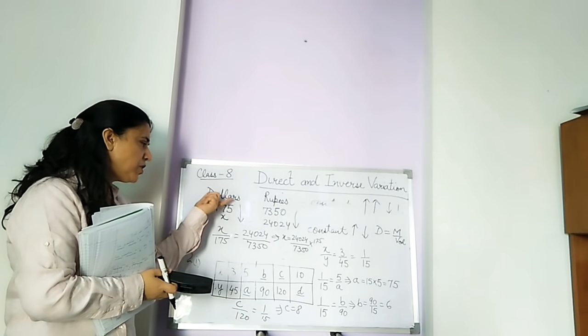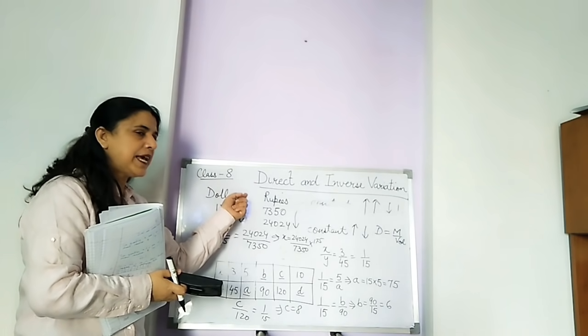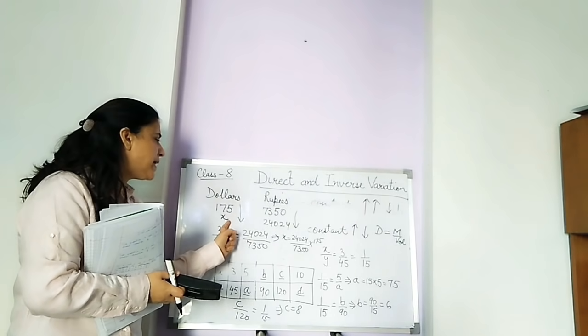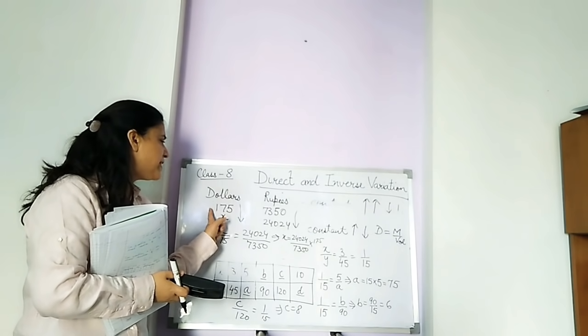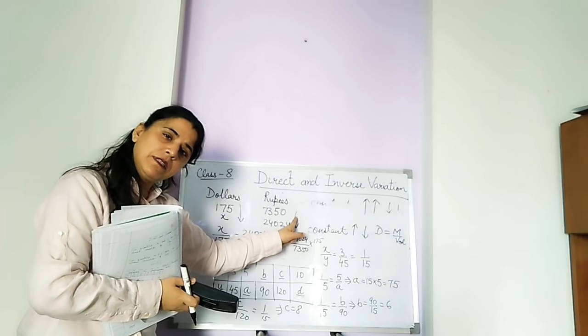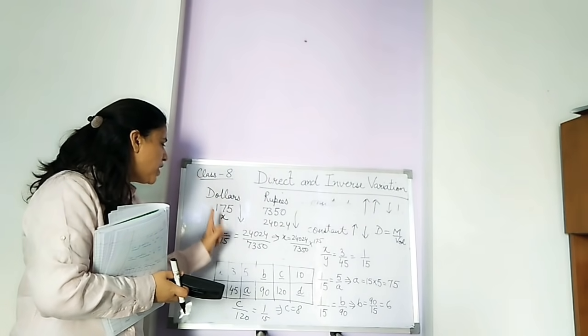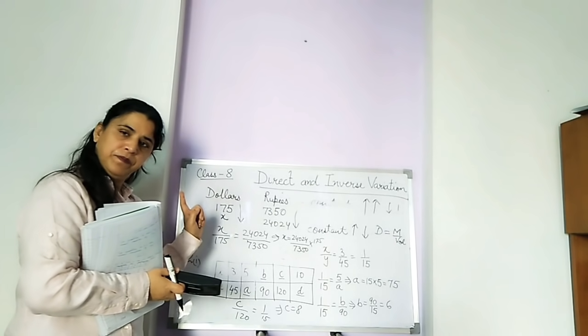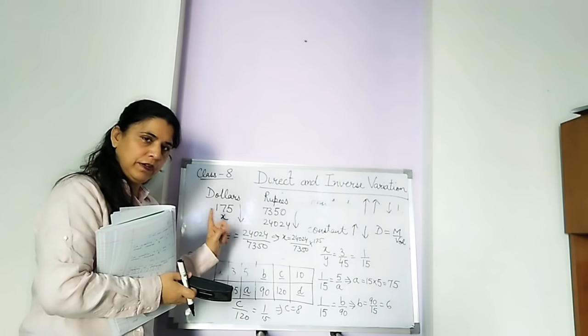Head towards this. Now you can see that this is x and this is y. You can either do it 175 upon 7350 is equal to x upon this. Okay, that is also okay, correct.